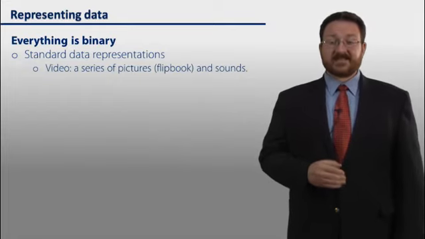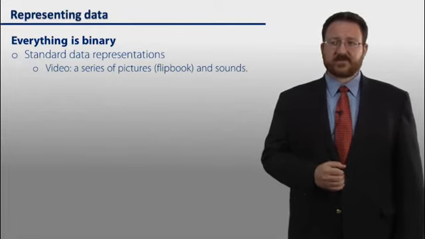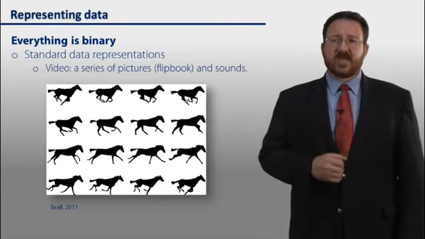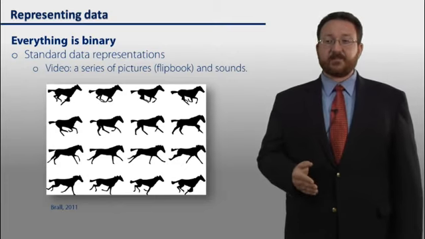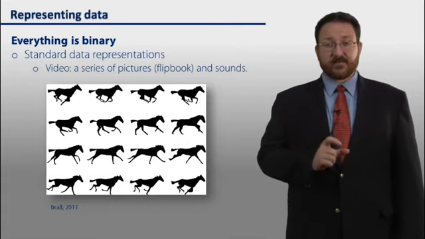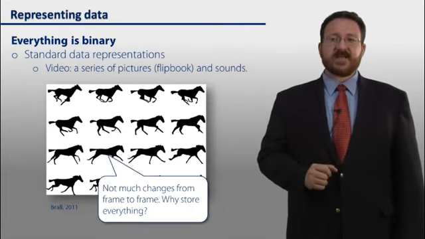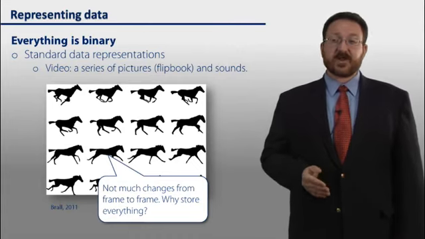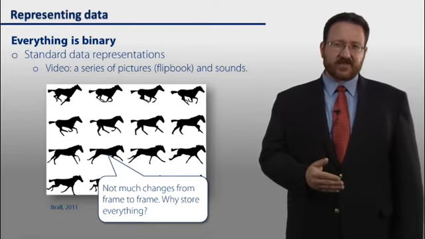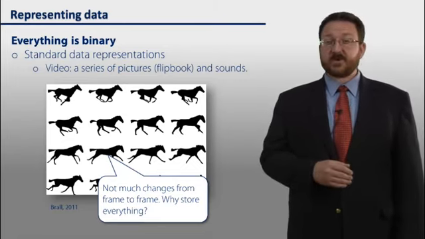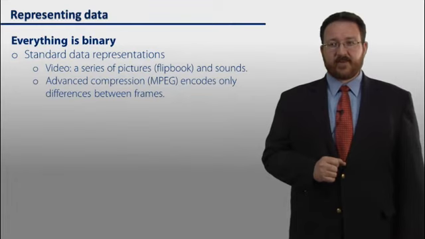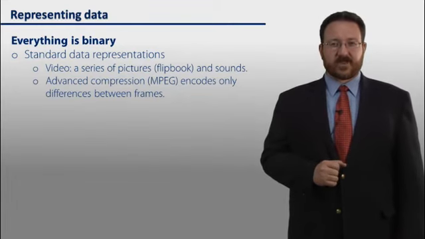Video, then, is a series of pictures, and we've already seen how to encode pictures, and the sounds that go along with those pictures. If we look at a series of pictures as a flip book, if we play each individual frame back, what we would see is an image of a horse that is running. But it turns out that there's not much difference between this picture and the previous picture, or even the next picture after it. So why encode everything in that picture? What we can do is instead just encode the differences between the pictures. And so the advanced compression technique of MPEG encodes only the differences between frames.